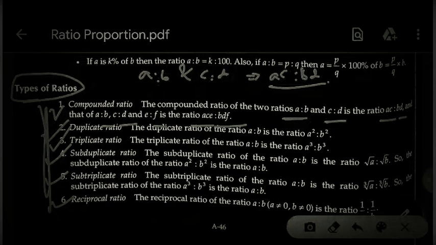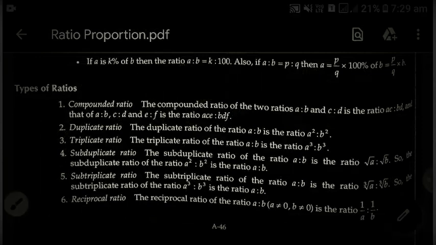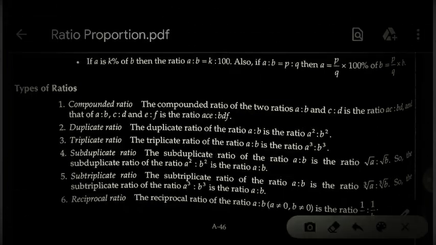And if they are talking about three ratios, a is to b, c is to d, and e is to f, then the compounded ratio will be ace is to bdf. They just compounded those ratios. The two or three ratios they have, they are compounded. In this way they can define that.